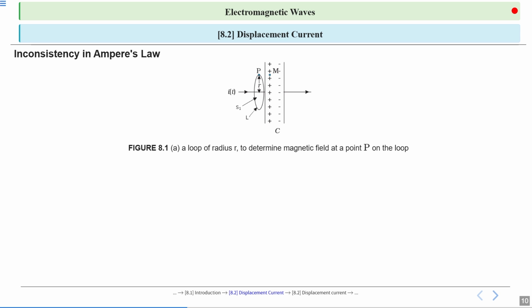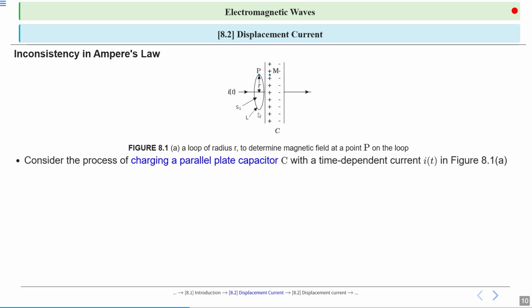Okay, figure 8.1a, a loop of radius r. This is a parallel plate capacitor, and its plates are connected to a source which is providing a time varying current, not a fixed current. Time varying current is flowing through the wires connecting the capacitor. That's why it is written I(t), meaning current is varying with time. We are considering a loop of radius r outside the plates of the capacitor to determine the magnetic field at point P on the loop.